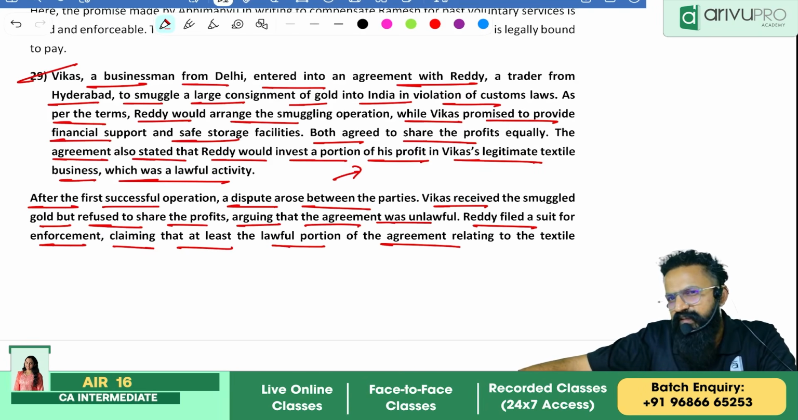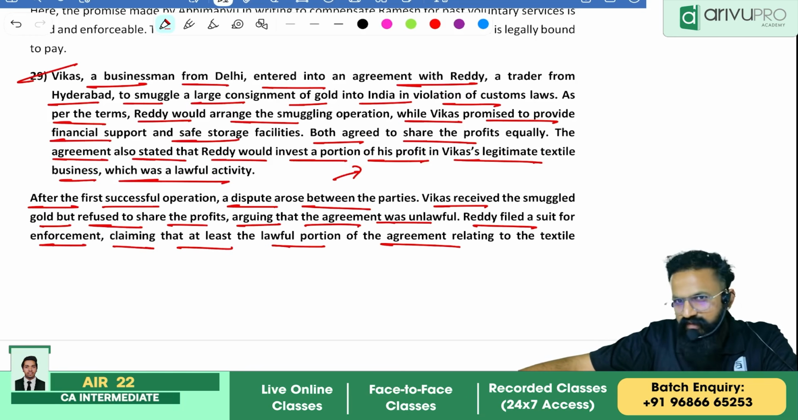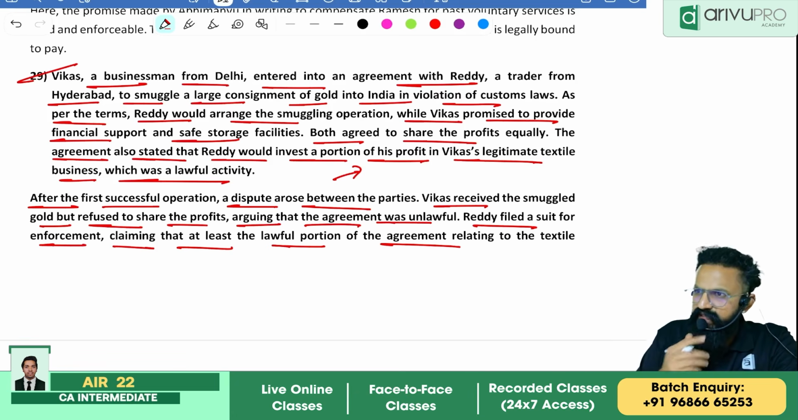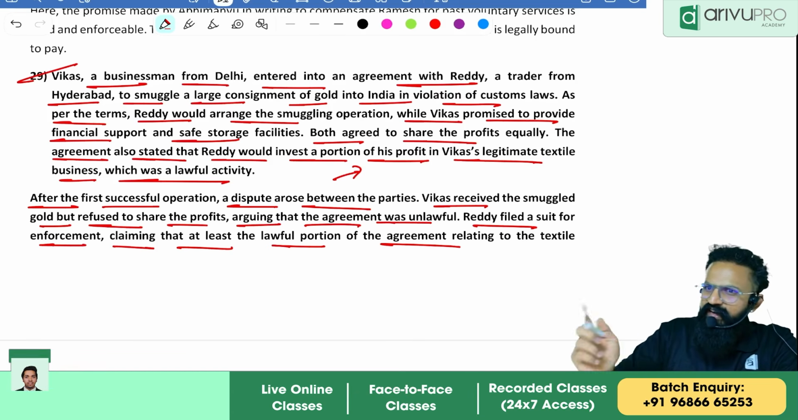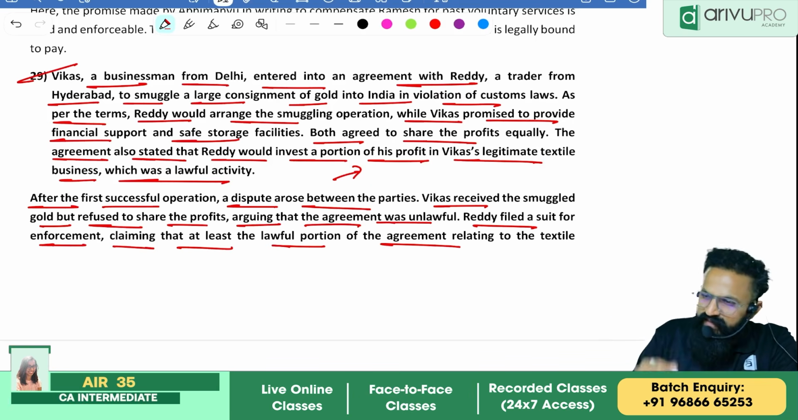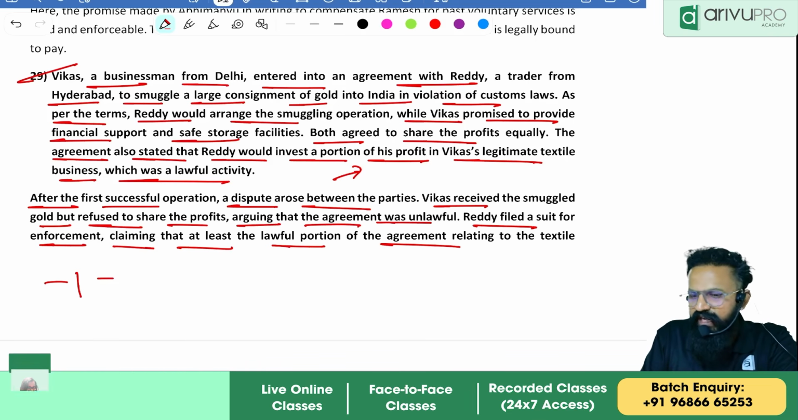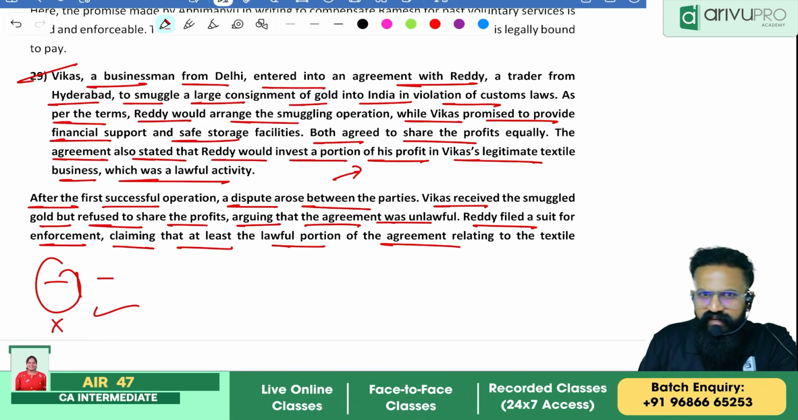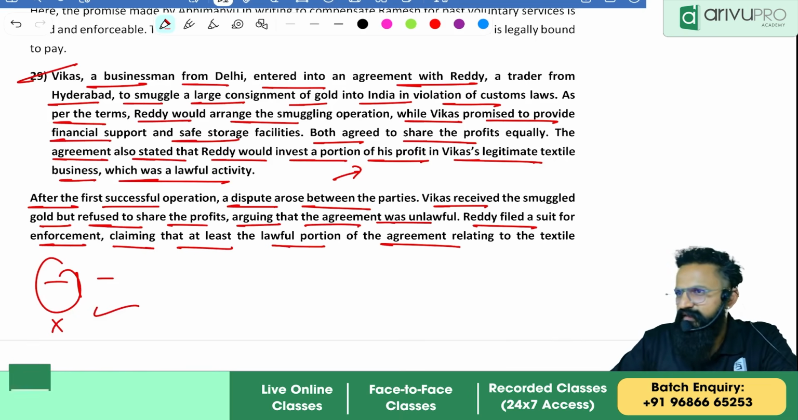Why do you think that is the answer? Because the whole contract was an unlawful contract. Okay, that is the main thing I am trying to understand. Now you are saying an agreement connected with an illegal agreement. In the previous case also we saw, right? Unlawful in part and lawful in part. You said the unlawful part is not enforceable and the lawful part will be enforceable. So wouldn't the same answer apply here?